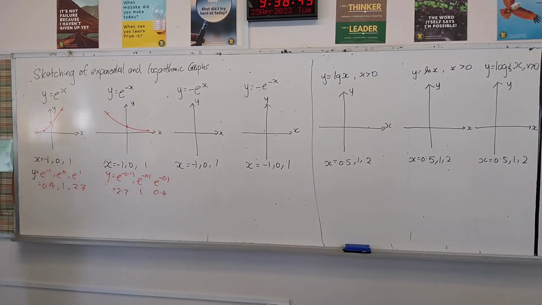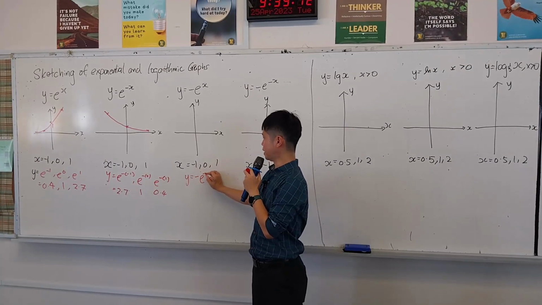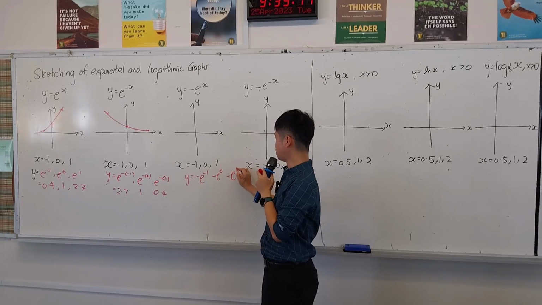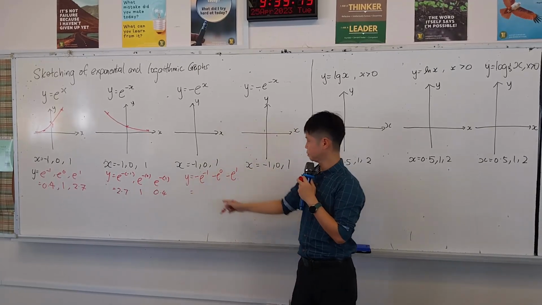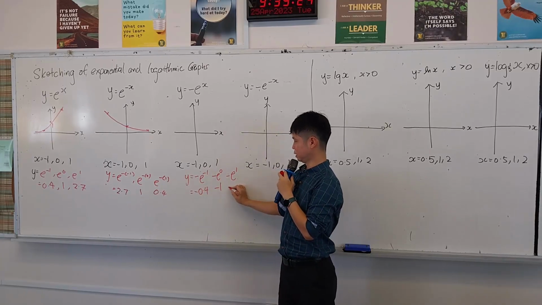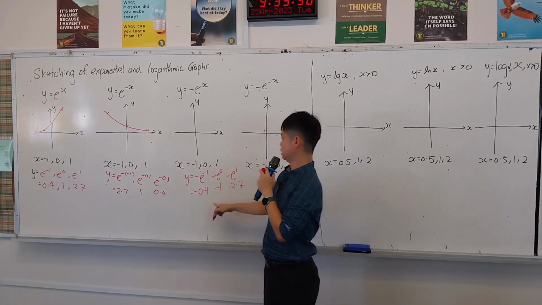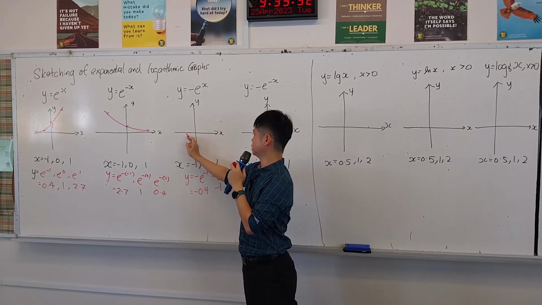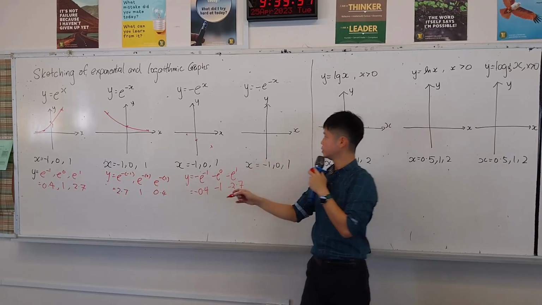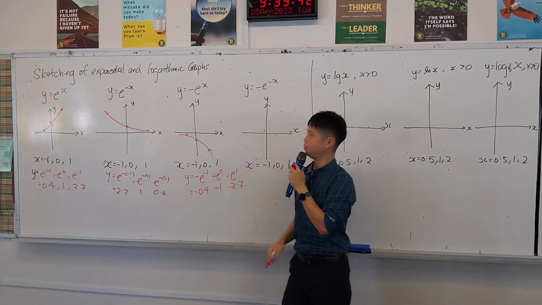So what will happen? You flip about the y-axis. Now y equals negative e to the power of negative 1, negative e to the power of 0, negative e to the power of 1. What's the value? Negative 0.4, negative 1, negative 2.7. So it's getting more and more negative as I move to the right. Do you all know how it looks like? As long as you can recall the general shape, you should be able to sketch.